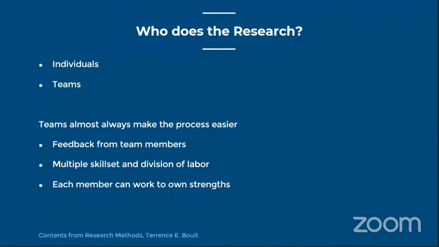So the team almost always makes the process easier, as we all know. Once you get feedback from different team members, it helps you in publishing your research work. Multiple skill sets and division of labor is another important thing. You might be good in data collection and data analysis. The other person might be good in mathematical models. The third person might be good in technical writing. If you are ready to divide your labor and work as a team, then the paper you publish would be a superb one, right?